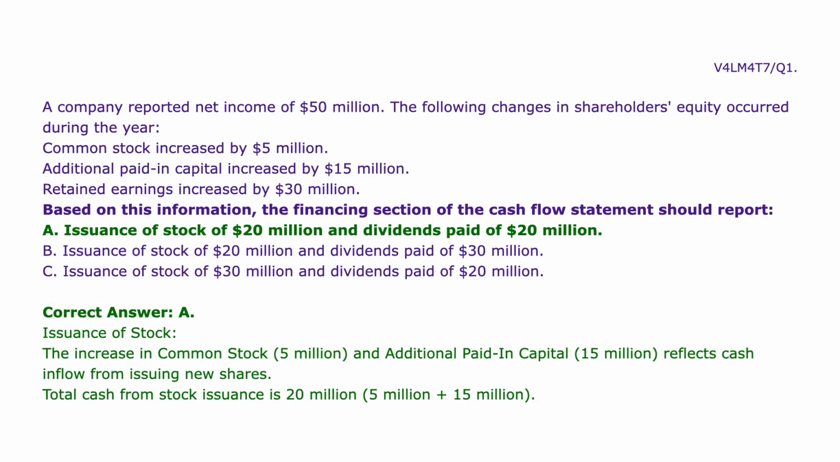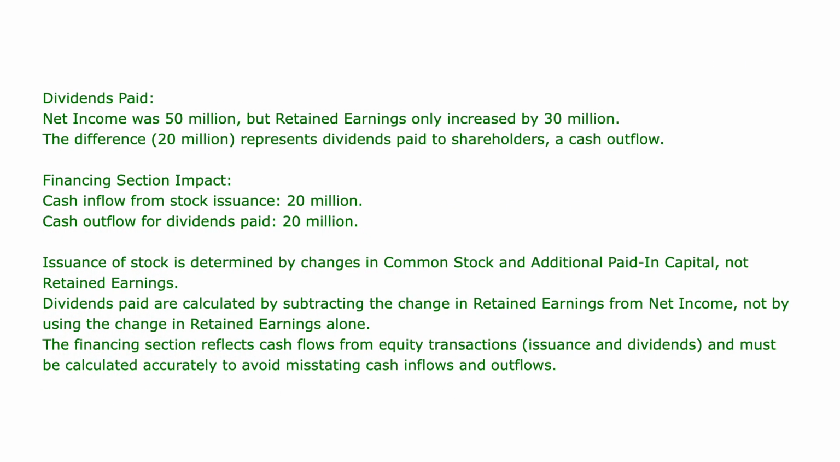Stock issuance increased common stock by $5 million and additional paid-in capital by $15 million, resulting in a total cash inflow of $20 million. Dividends paid are calculated by subtracting the change in retained earnings from net income, not by using the change in retained earnings alone.